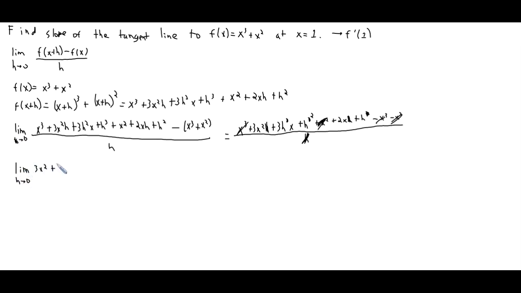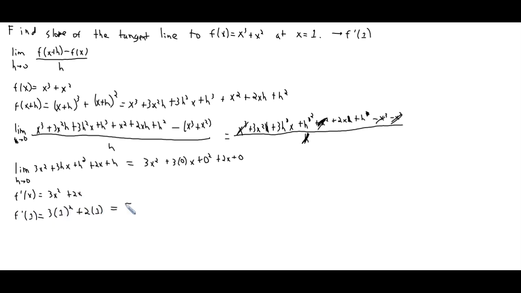And now we know how to solve this limit, right? We can just plug in 0 for h. So we get 3x squared plus 3 times 0 times x plus 0 squared plus 2x plus 0. So f prime of x equals 3x squared plus 2x. Now we're not done. We're looking for the slope of the tangent line at x equals 1. So now we just have to plug in 1. So f prime of 1 equals 3 times 1 squared plus 2 times 1, which is 5.